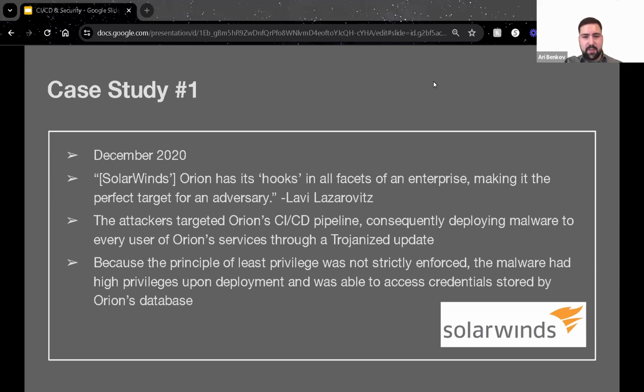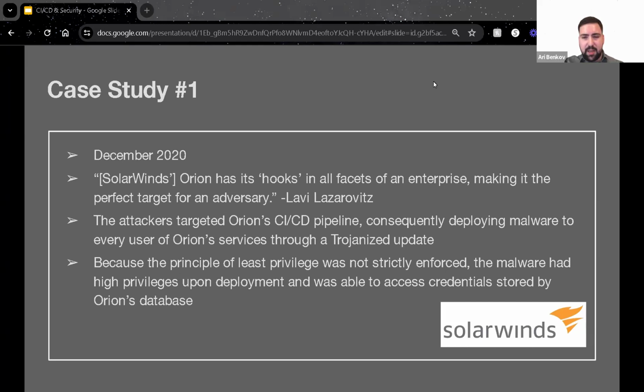It was the subject of a supply chain attack due to its ubiquity and therefore potential for high access to multiple targets, as well as its access to multiple sensitive areas of a given company's infrastructure. The attackers targeted Orion's CI/CD pipeline, consequently deploying malware to every user of Orion services through a Trojanized update. Because the principle of least privilege was not strictly enforced, the malware had high privileges upon deployment and was able to access credentials stored by Orion's database.